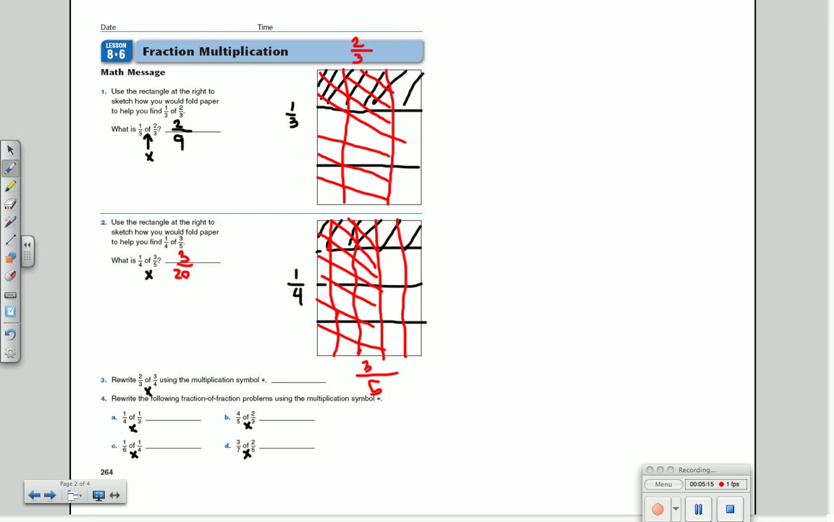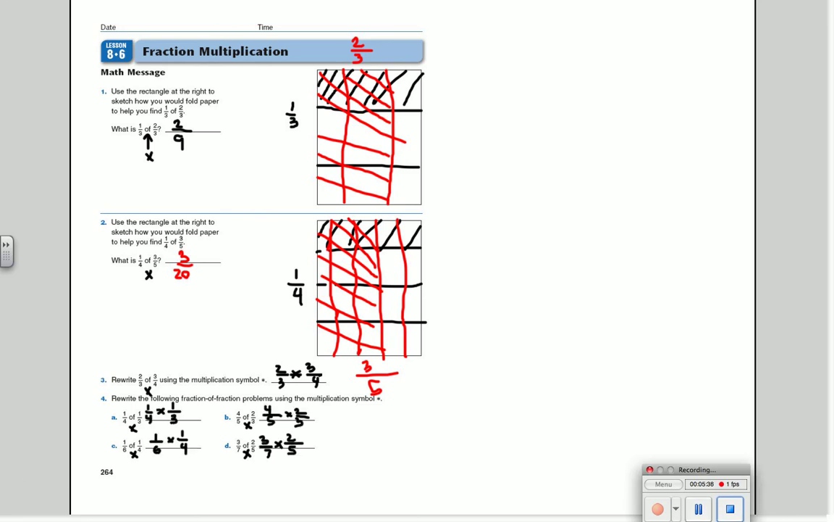Now, question 3, it asks us to rewrite 2/3 of 3/4 using the multiplication symbol. Easy. 2/3 times 3/4. Please do the same for all of the questions at the bottom and check in with me.